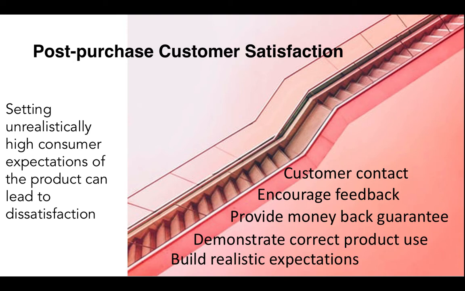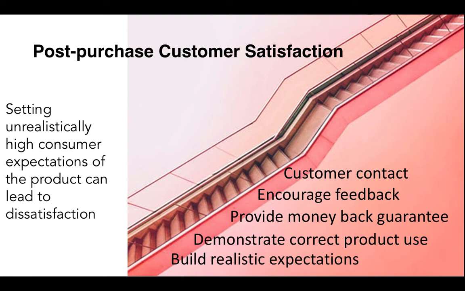And then there's post-purchase customer satisfaction. This is after you make the purchase. These are the things that are considered in consumer behavior that are not necessarily considered in just the definition of marketing, which is our whole class. So that's why there's a whole class dedicated to this subject.